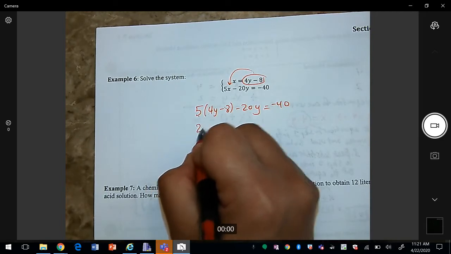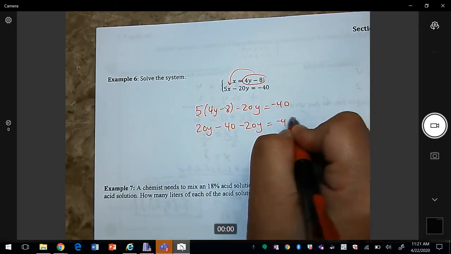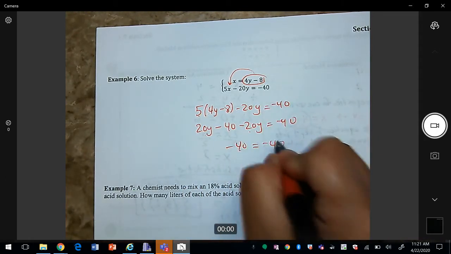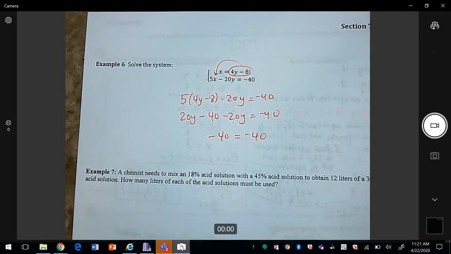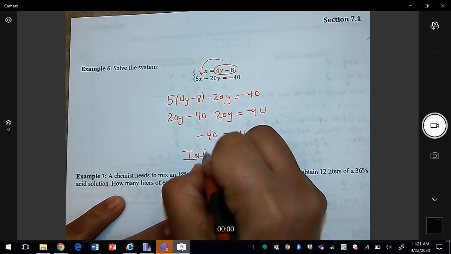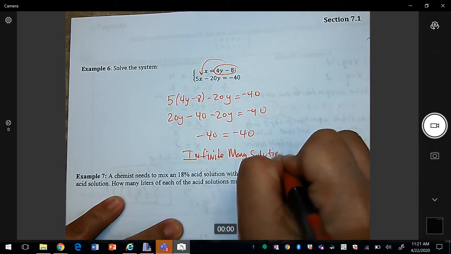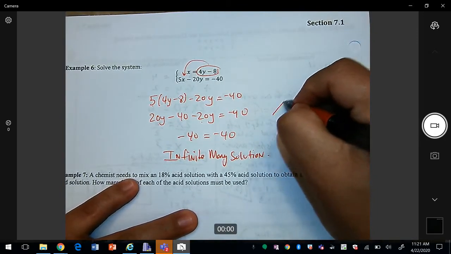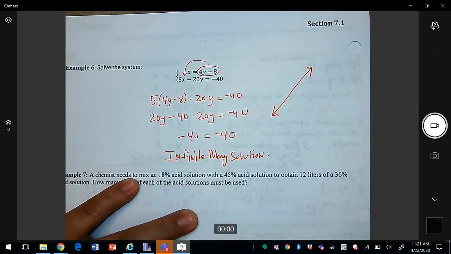So 5 times 4 is 20y minus 40 minus 20y equals -40. 20y minus 20y is 0. So we get -40 is equal to -40. What that means is this is a true statement, so there are infinitely many solutions. If we were to graph the equations, you would have your first line, and then on top of it, you would have the second line.